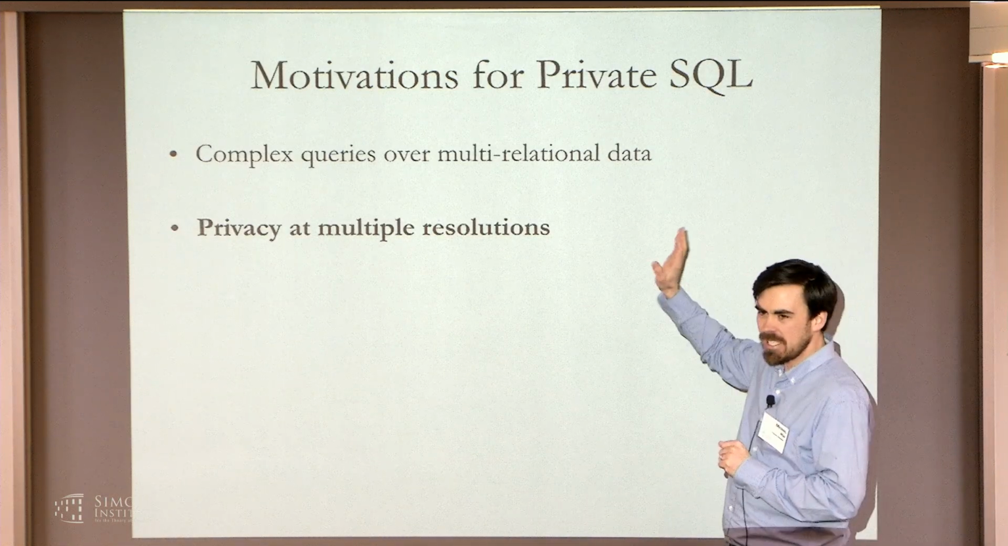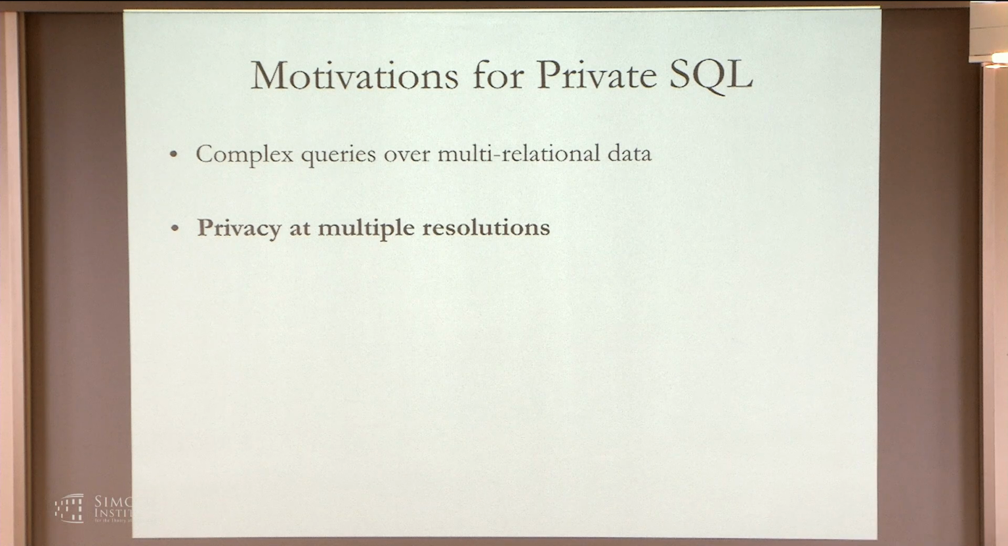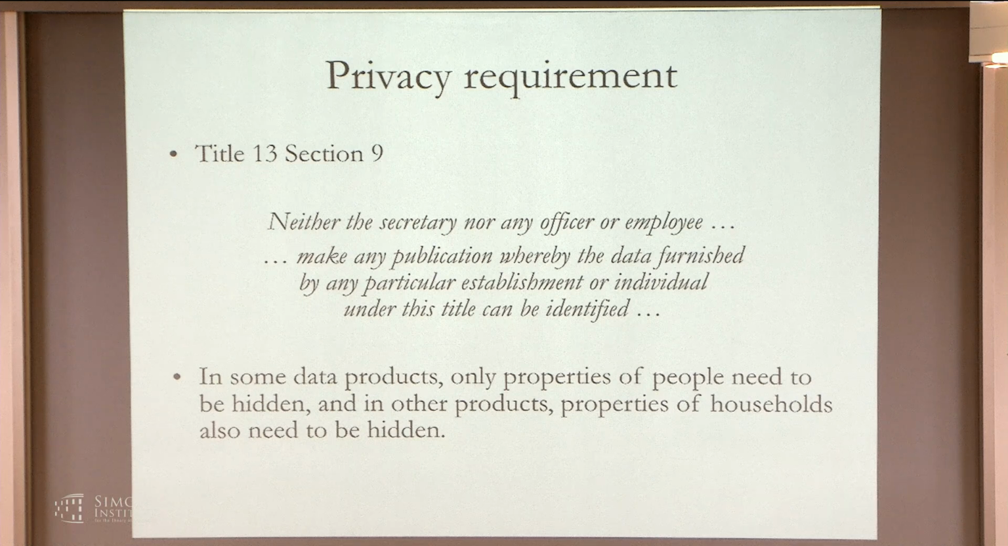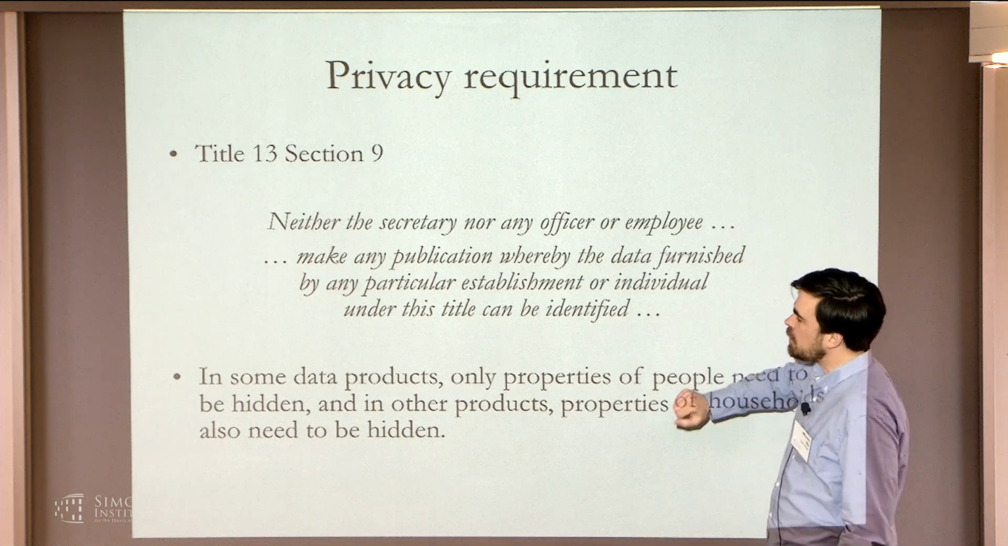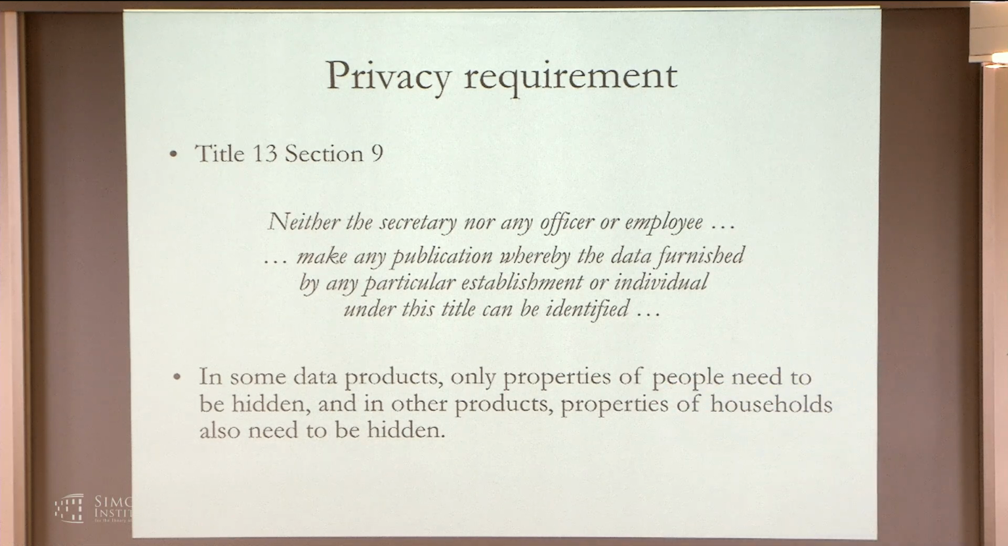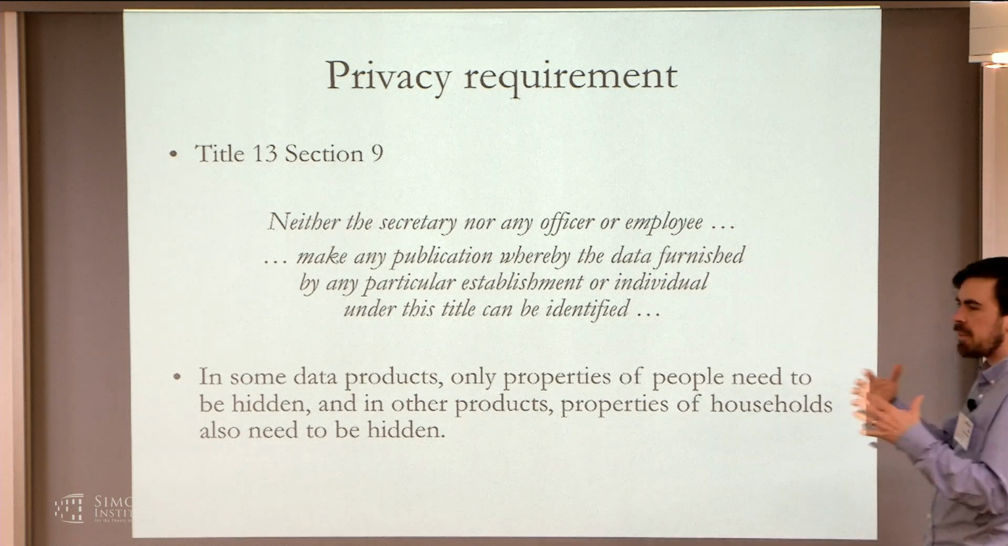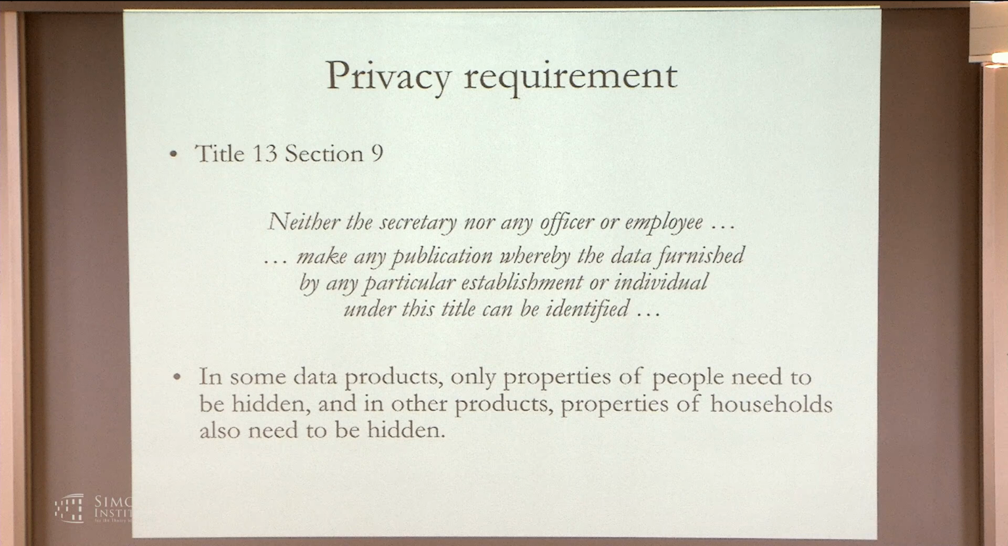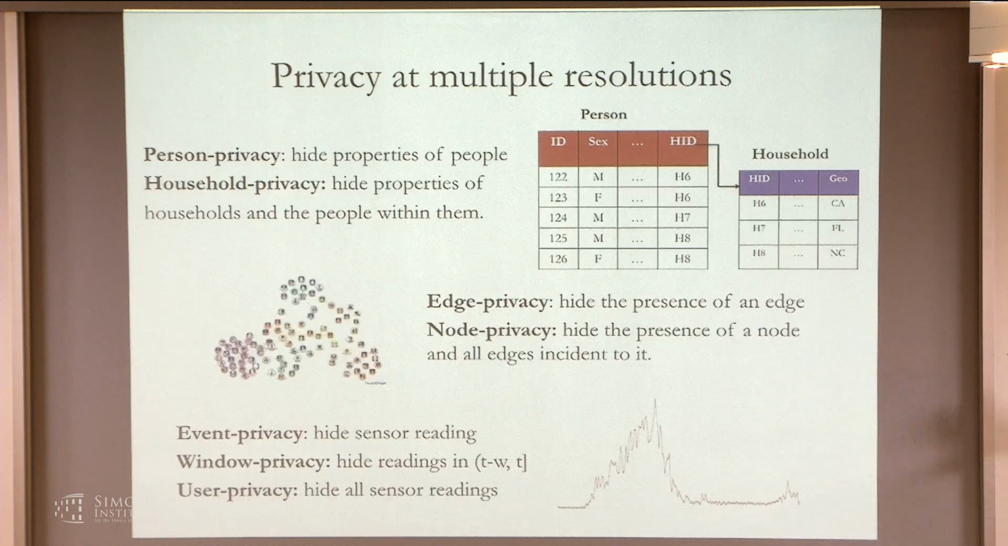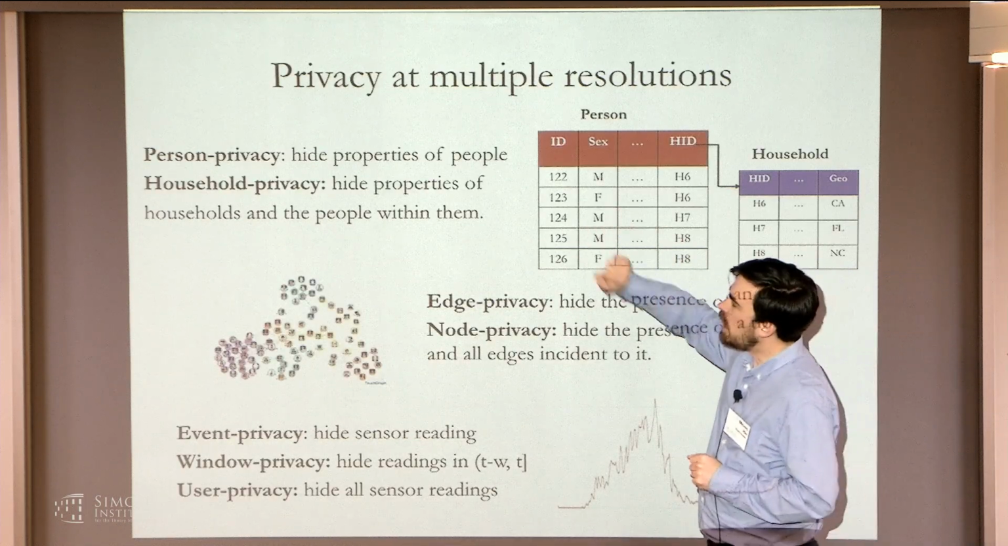So that's one motivation, these complex queries. I think the other thing is this idea of privacy, differential privacy, not necessarily being a one-size-fits-all definition, but actually needing a variety of different ways of instantiating it. So Ashwin mentioned this before, but for certain data products, you may want to protect individuals, so the number of people, but in other data products, you may want to actually protect entire households. And this shows up in lots of applications.